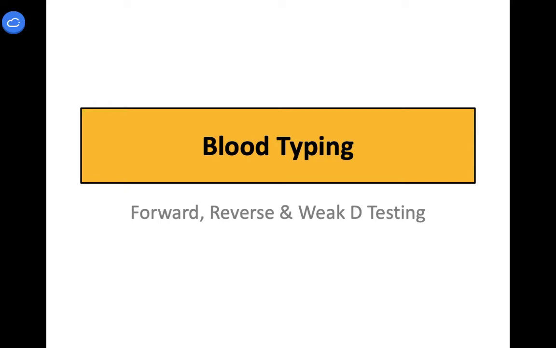This video is going to look at the blood typing lab, and we're going to look specifically at the forward, reverse, and weak D testing. Please do not watch this until you have at least watched the video on just ABO groups and RH types in general, because it's not going to make any sense if you don't do that. So just make sure you're comfortable with that information before continuing on here.